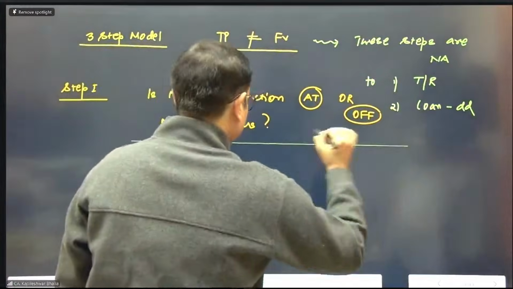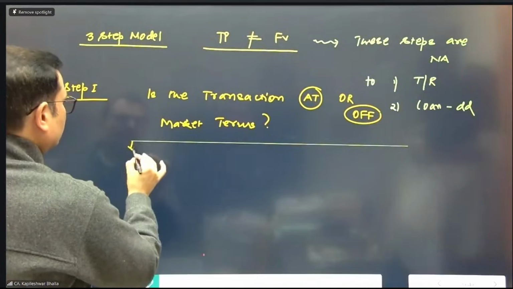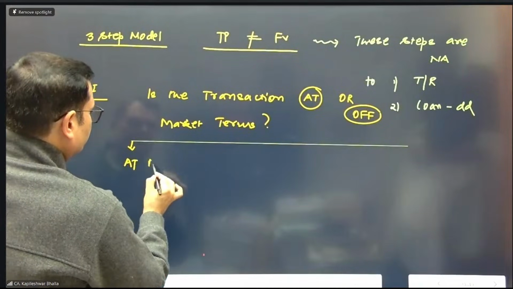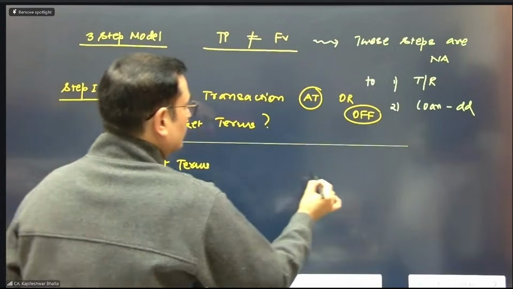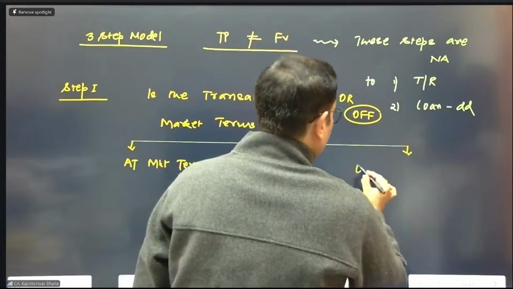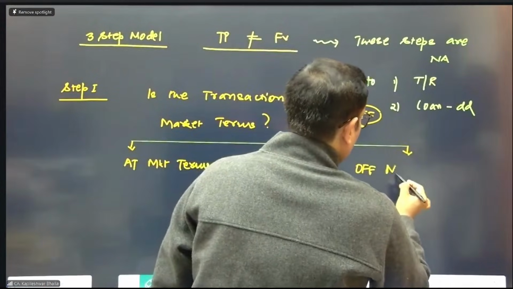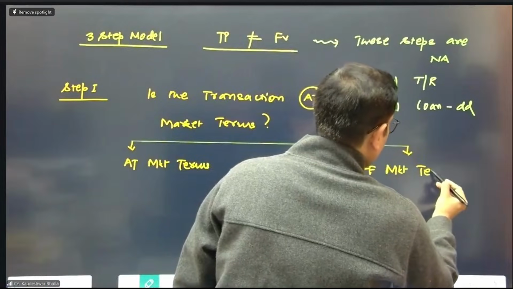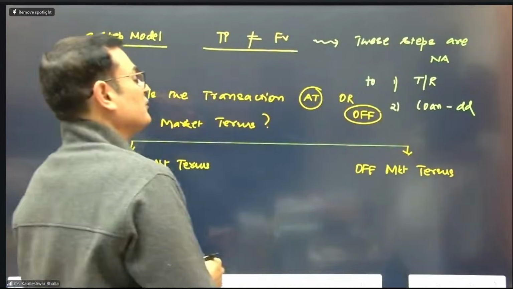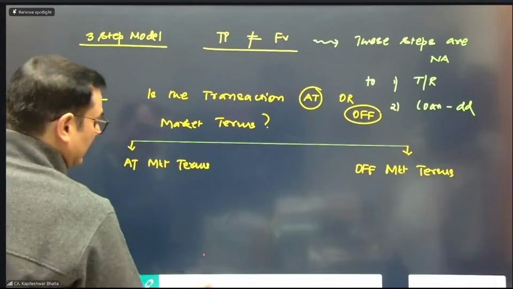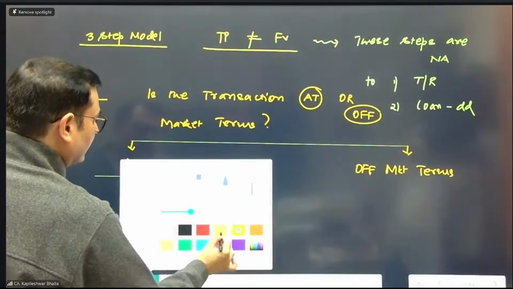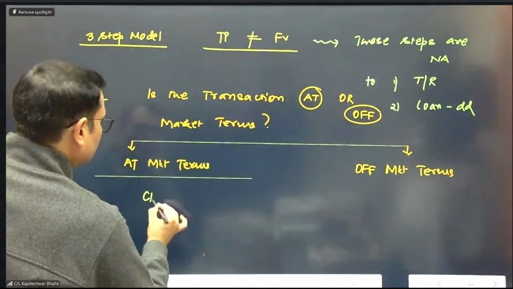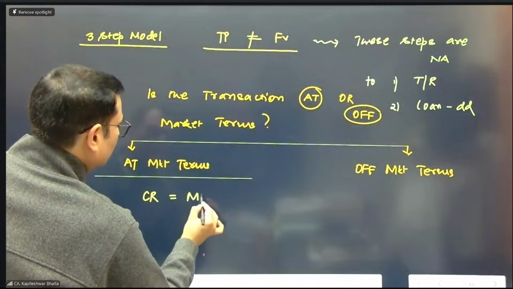So we can say the 2 cases are, number 1, it is at market terms, or we can say it is off market terms. So either it is at market terms or it is off market terms. How do you identify that it is at or off market terms? By comparing the CR and the MR. The CR is equal to MR.